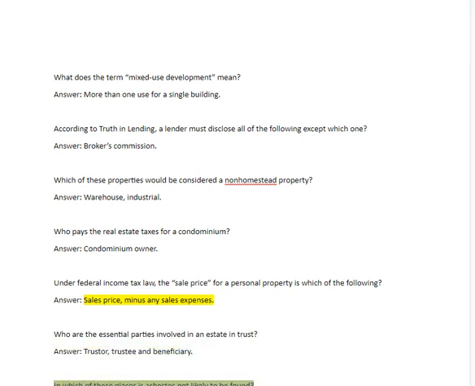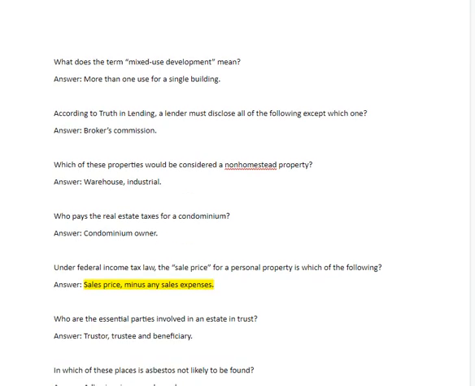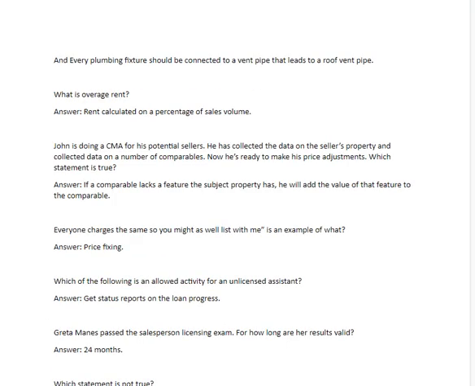In which of these places is asbestos not likely to be found? Answer: adhesives in pressed wood. What is the difference between a balloon loan and an amortized loan? Answer: an amortized loan is paid off by the end of the term. Plumbing venting covers the following. Answer: a venting system is made up of pipes that allow air to flow to and from the drainage system, and the vent system allows gases and odors to circulate up through the system and escape into the outside air. And every plumbing fixture should be connected to a vent pipe that leads to a roof vent pipe.